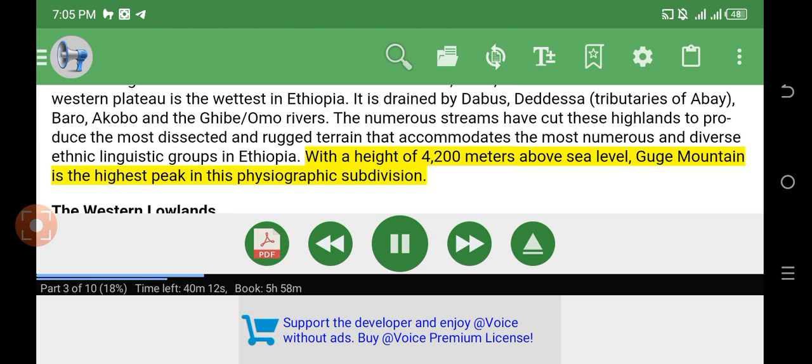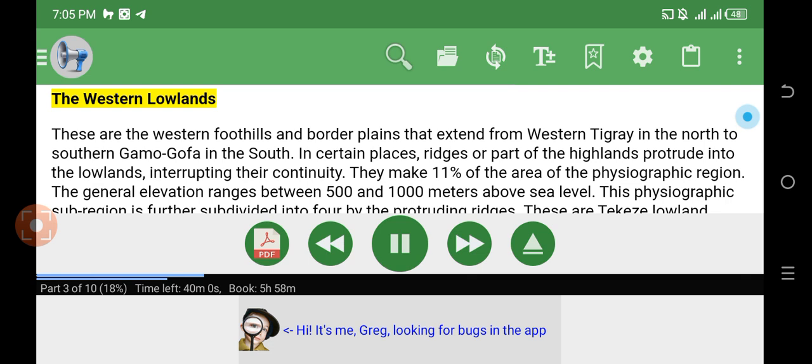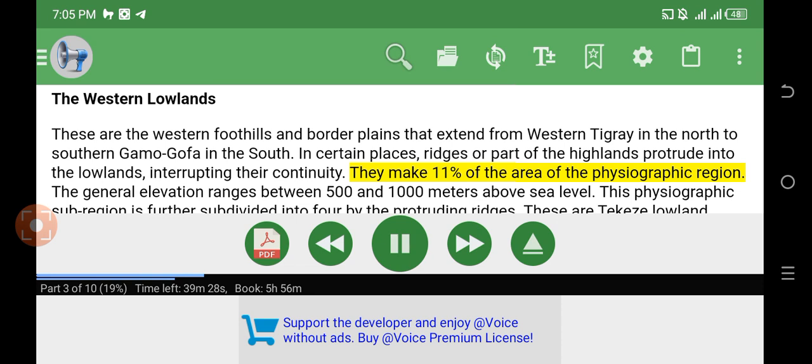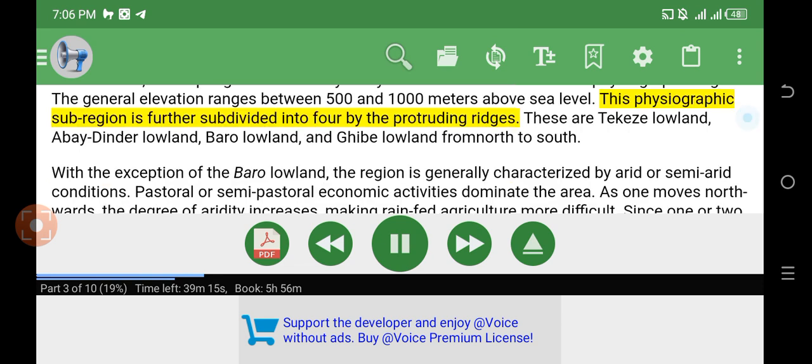The Western Lowlands. These are the western foothills and border plains that extend from western Tigray in the north to southern Gamo Gofa in the south. In certain places, ridges or part of the highlands protrude into the lowlands, interrupting their continuity. They make 11% of the area of the physiographic region. The general elevation ranges between 500 and 1,000 meters above sea level. This physiographic sub-region is further subdivided into four by the protruding ridges. These are Tekes Lowland, Abay Dinder Lowland, Baro Lowland, and Gebe Lowland from north to south.